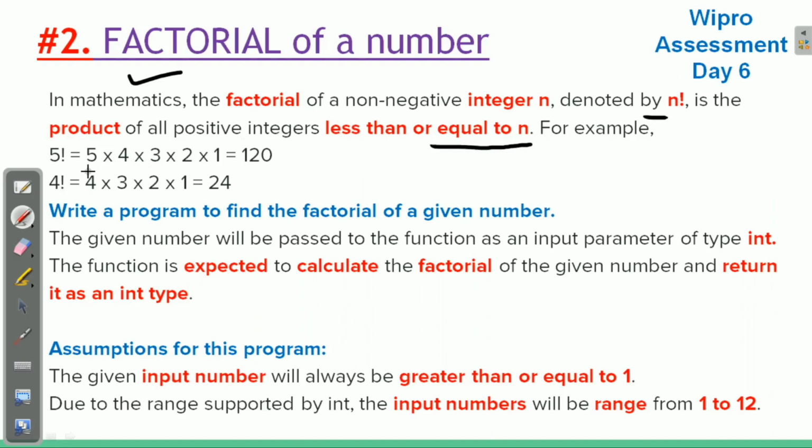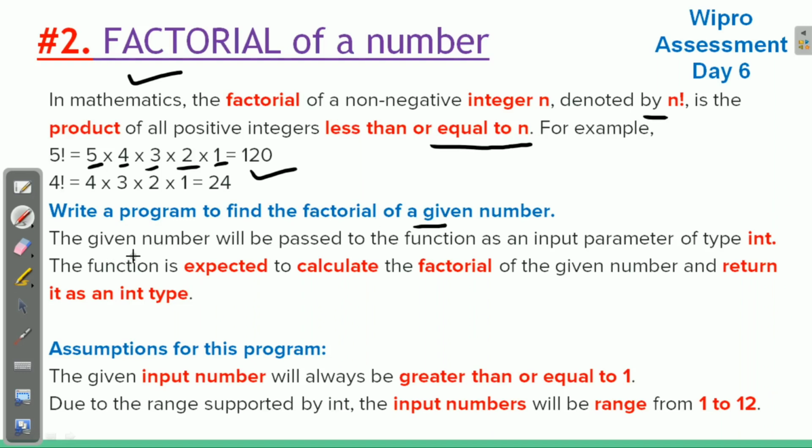For example, 5 factorial is equal to, we have to multiply all the positive integers which are less than or equal to n. So that's why here 5 into 4 into 3 into 2 into 1 equal to 120. Now the problem is we have to write a program to find the factorial of a number.